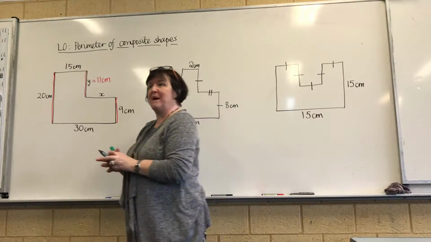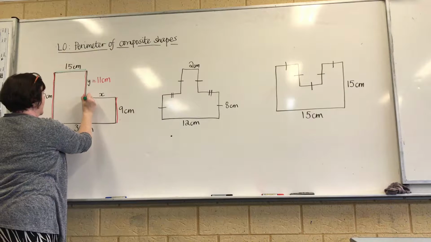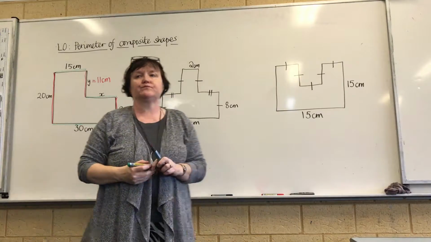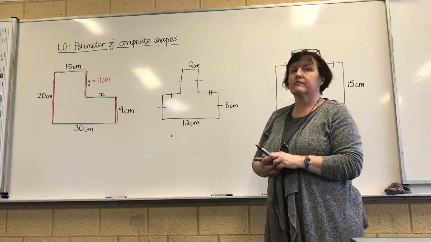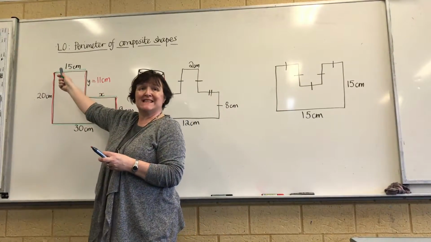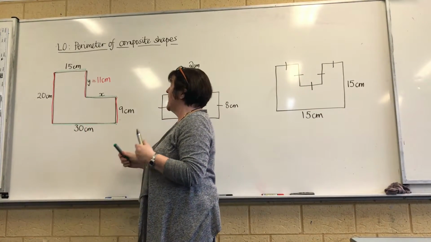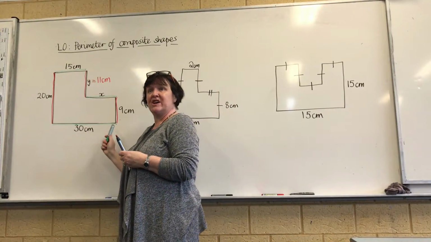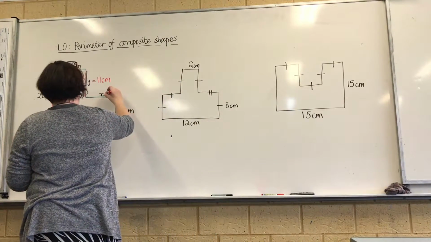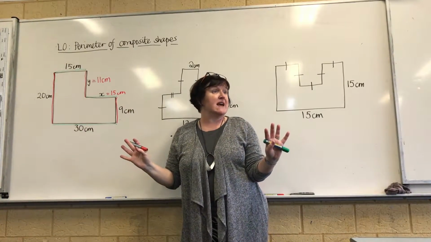Okay, now with your highlighter pen again, a different one, highlight the top here, and then the X dimension, and then the big one at the bottom, like that. Now, do we agree that those two added together are the same as the dimension at the bottom? Yes. Yeah, we do, don't we? So, if this dimension is 30 and that's 15, what's X? 15.